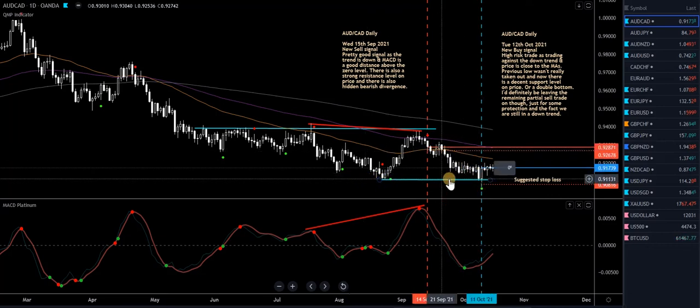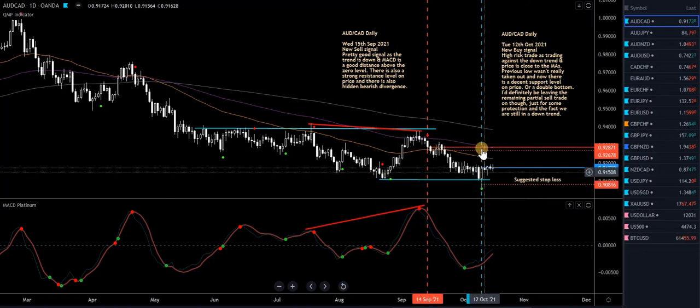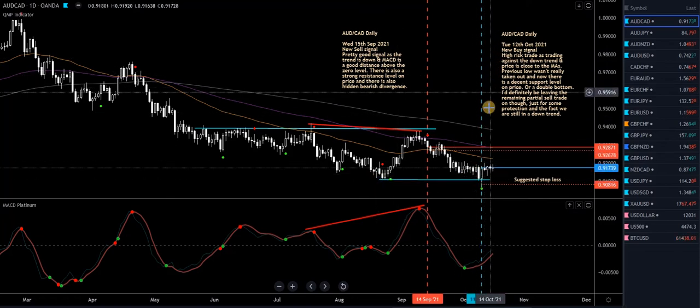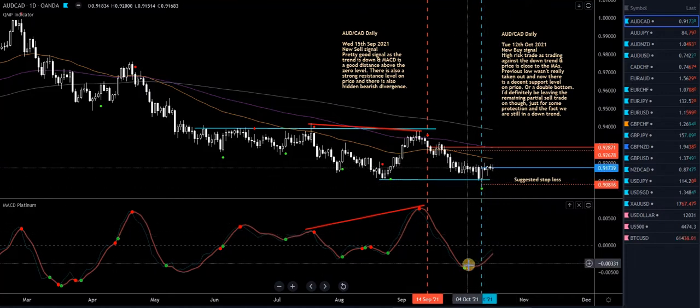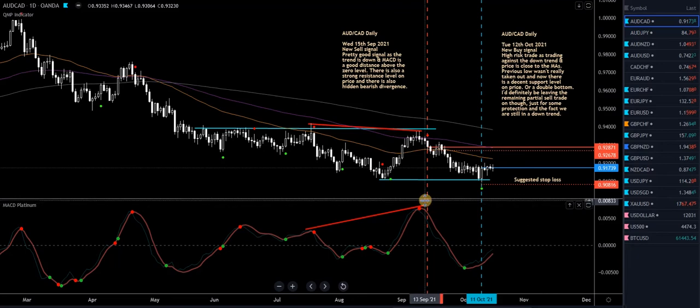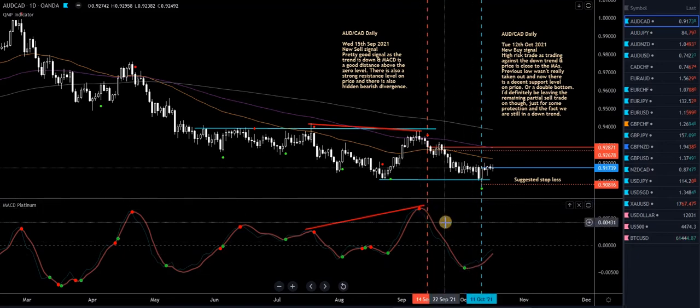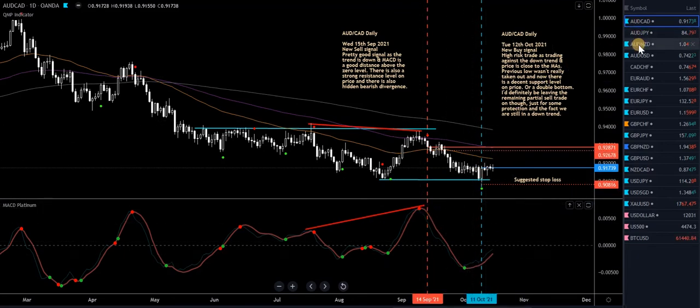And this buy signal here, based on this support level, high risk trade, you can see the notes there, and it's going nowhere for the last few days. MACD Platinum below the zero level, take the buy. MACD Platinum above the zero level, take the sell. So that's the AusCAD looking good.